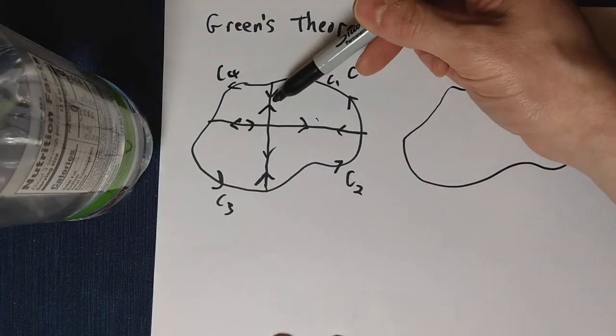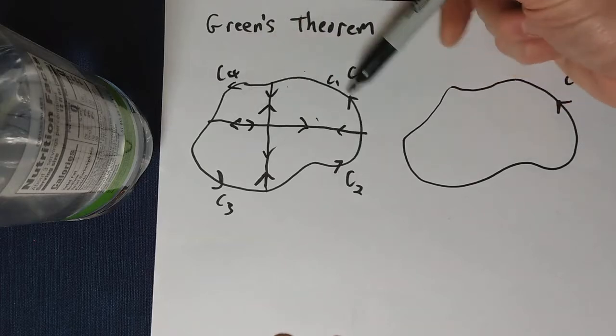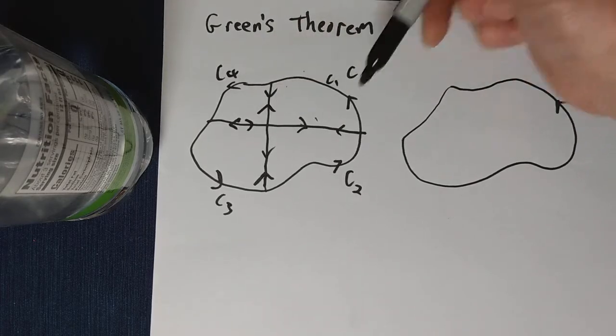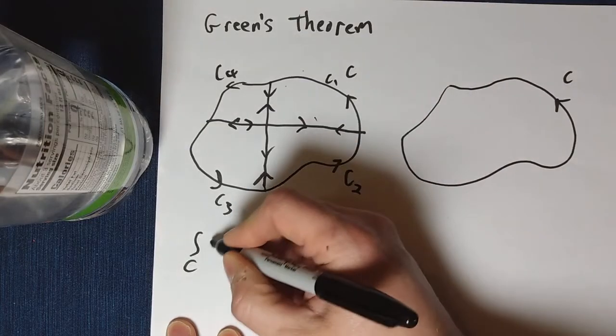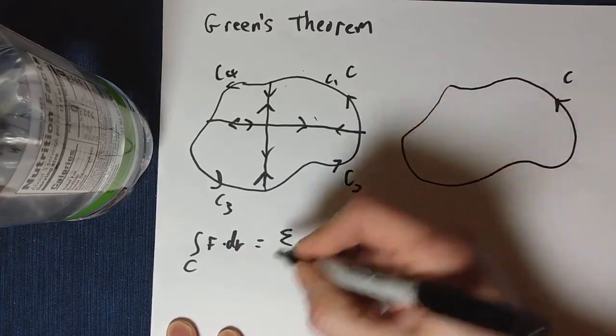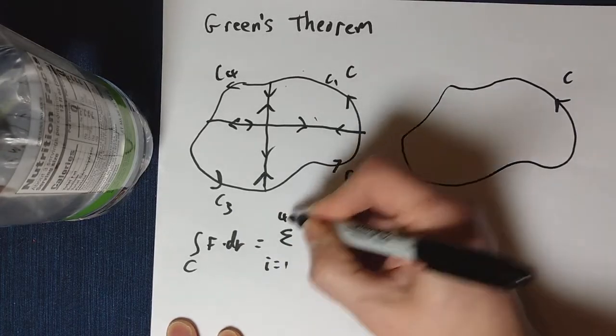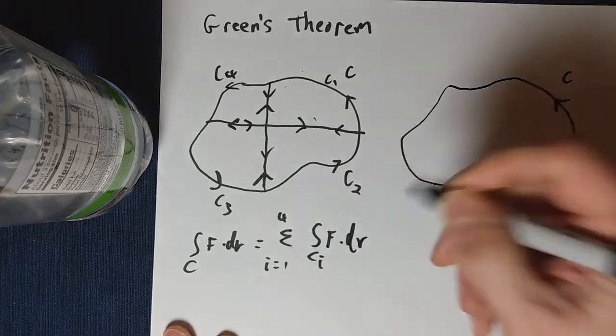So across each of these pieces of curve that are not in our original curve C, we have an integral in both directions, which will then cancel out, so that the integral over C of the vector field, the line integral, is going to be the sum, i goes from 1 to 4, of the integral around Ci of the vector field.